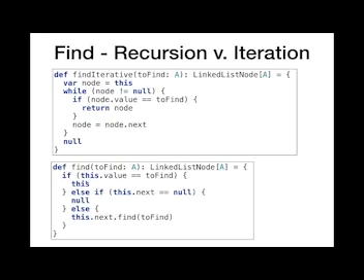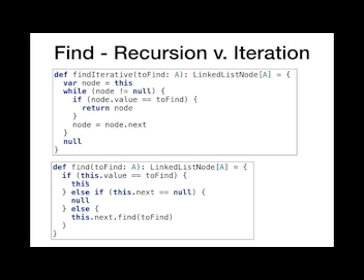Sorry, let me back up a bit. There's three different things. Either I'm looking at a node that contains the element I'm looking for. I'm looking at a node that doesn't contain the element I'm looking for and it's the end of the list. Or I'm looking at a node that doesn't contain the element I'm looking for and it's not the end of the list. There's three different situations that can happen that are collectively exhaustive.